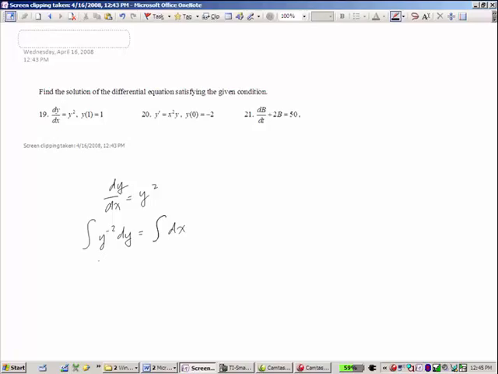Helen? Negative 1. Or, no, just negative 1. Negative 1/3 y to the negative 3.